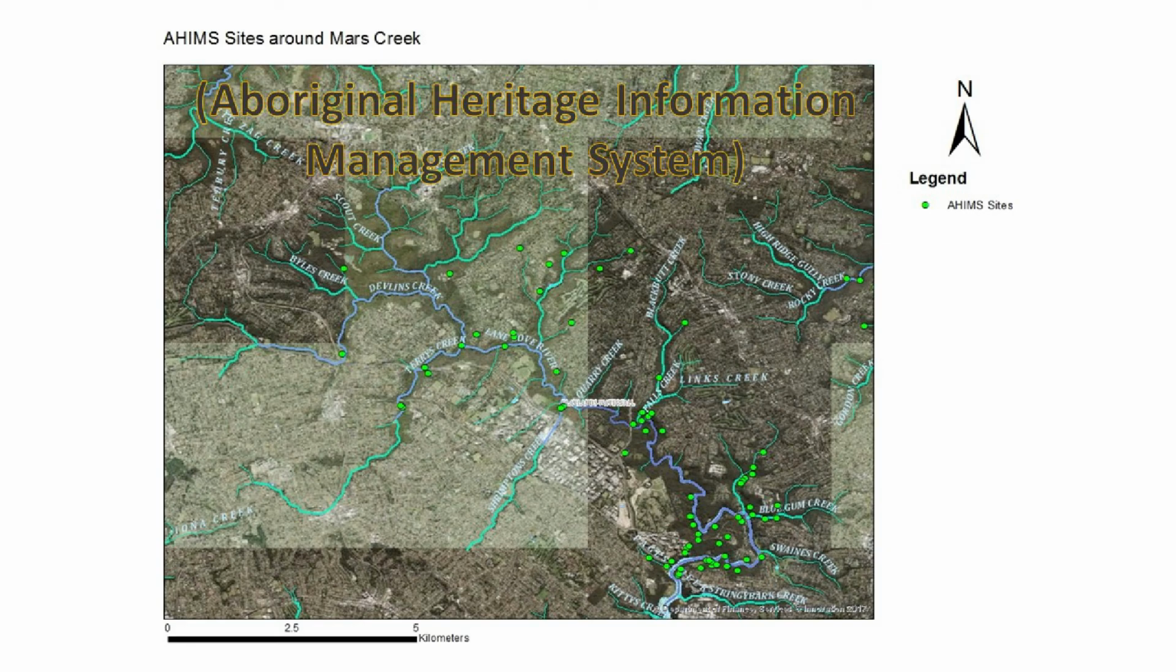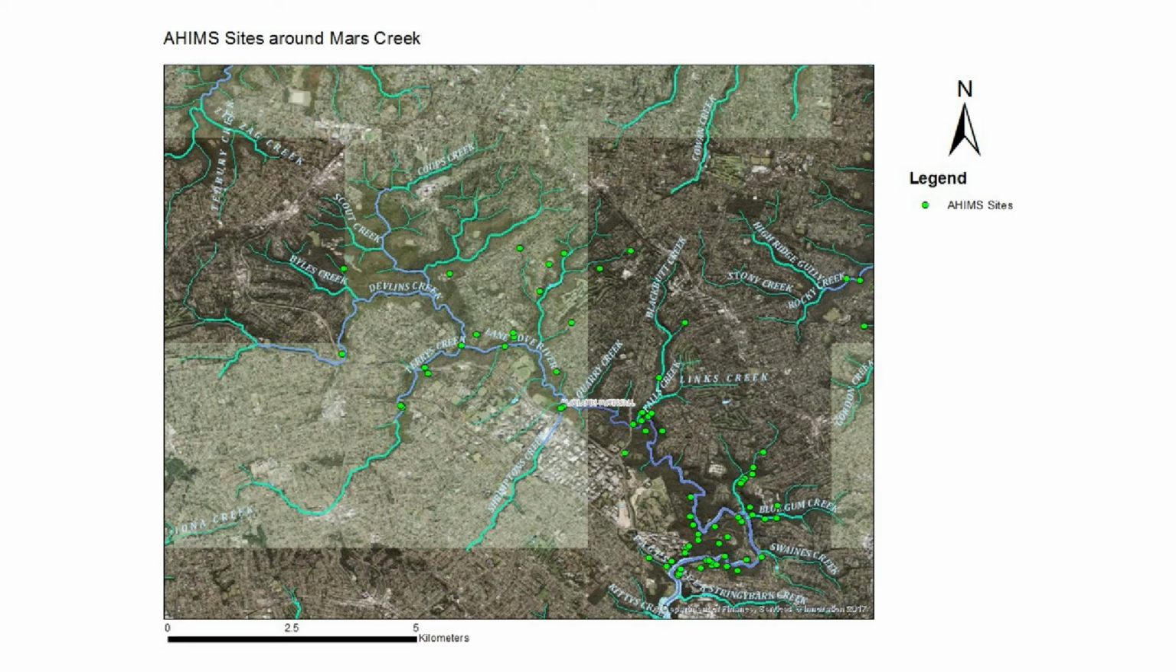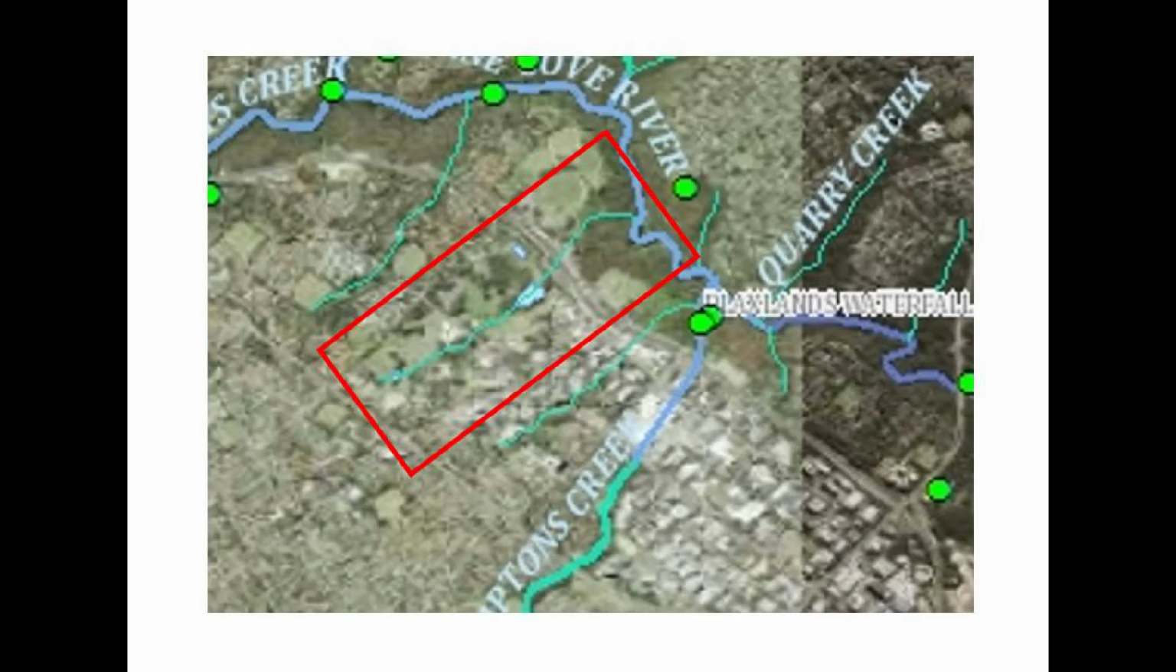AHIM's data shows us that there are many significant Indigenous cultural objects and places distributed throughout the Lane Cove catchment, however none are specifically listed at Mars Creek. This task of tracking biocultural values will allow us to record objects of Indigenous significance at Mars Creek which may have been overlooked by AHIM's criteria.